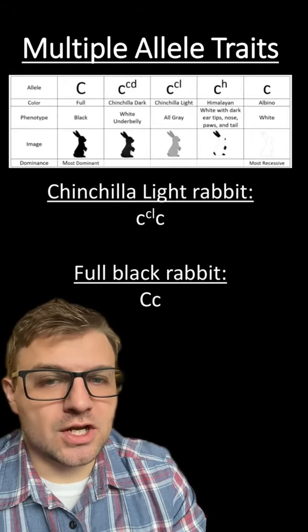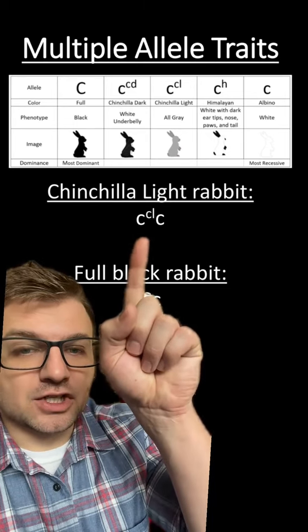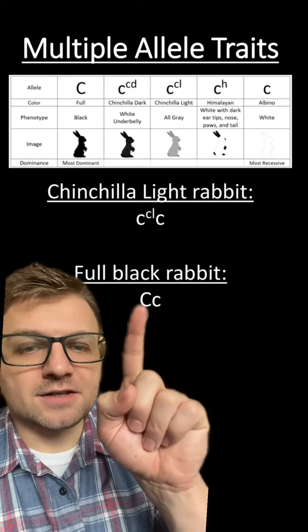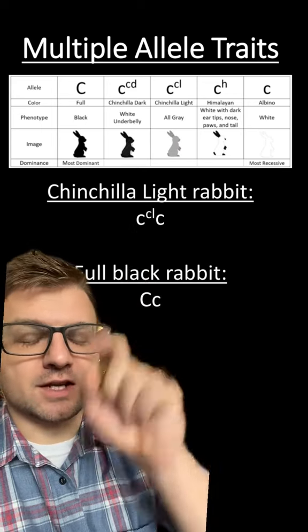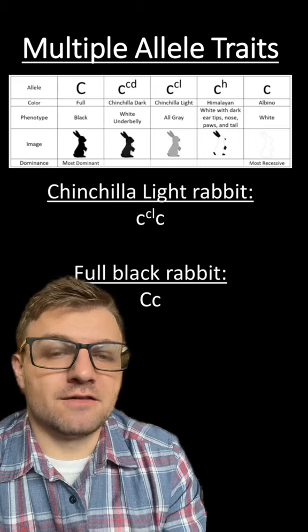So our two genotypes are going to be, for the full black rabbit, big C, little c, but for the chinchilla light rabbit, it's going to be little c, CL, C. Remember that in both genotypes, the first allele here is going to be the more dominant allele, which is going to produce the phenotype in the rabbit.